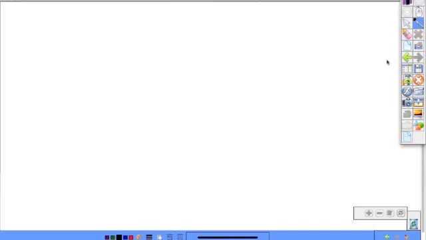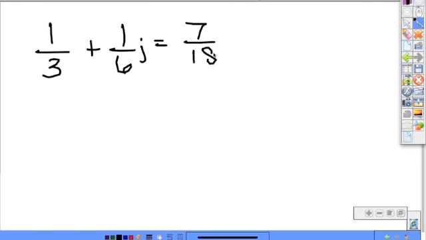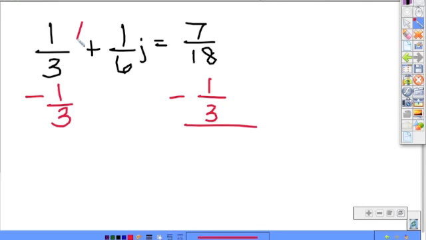Okay, let's try another one. Let's try 1/3 plus 1/6 j equals 7/18. All right, now the tag along on this one's written first, and that's okay. So this is a positive 1/3. We're going to take the negative of 1/3. What you do to one side, you do to the other. So I'm going to line up my equation this way. These cancel, and now I'm going to get 1/6 j equals whatever this comes out to.